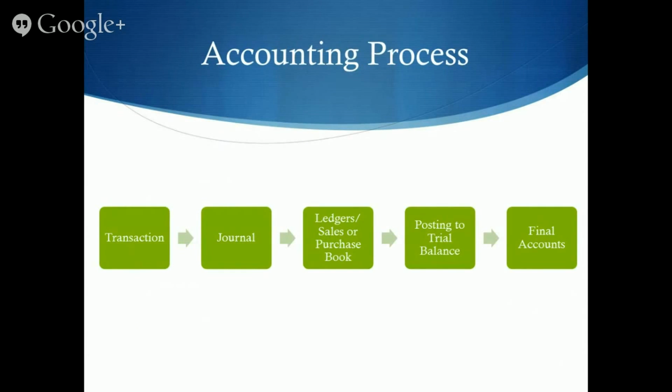Now we move on to the accounting process. What happens? Initially, an event occurs which leads to a transaction. If there is an event but there is no transaction, then it is not under the accounting process. For example, you go to a shop, you bargain and you don't end up buying, then that doesn't come under accounting. But if you end up buying, then that leads to a transaction.